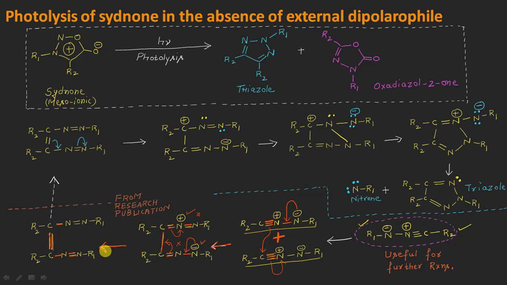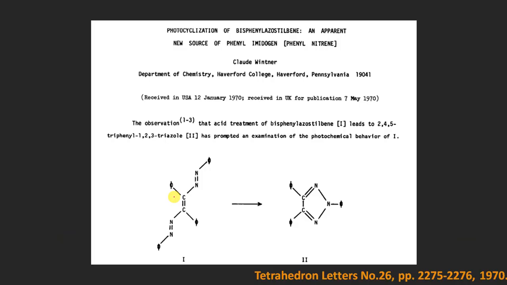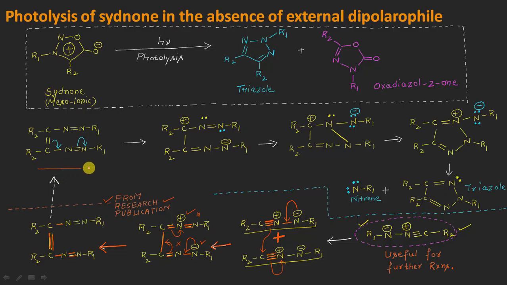And now please listen carefully: whatever I will be discussing after this red line is from the research publication, the clippings of which I have attached in this video. It is from Tetrahedron Letters, year 1970. The page number is 2275 and the volume is 26, right? Whatever mechanism I have shown here, I have taken from that research publication. What is happening is that I have just redrawn this whole structure here in this way, right?